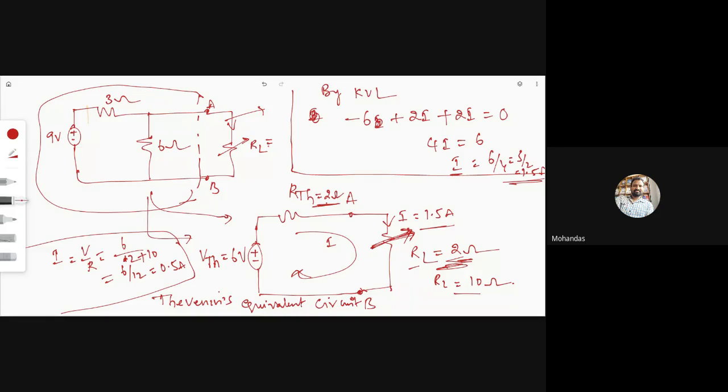Every time the load is changed, there is no need to redo the entire calculations. Once you are able to find the Thevenin equivalent circuit, which looks like a very simple circuit, there is no need to go for recalculations or solve the entire circuit again. That is the advantage of Thevenin's theorem.